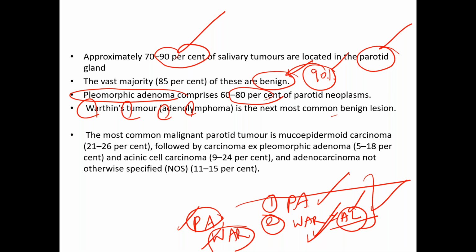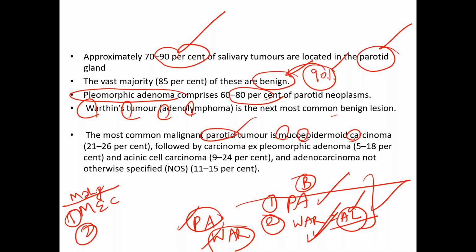The most common malignant tumor in the parotid is MEC, mucoepidermoid carcinoma. Mucoepidermoid carcinoma is the number one malignancy. And number two is carcinoma ex-pleomorphic adenoma. Like your ex-girlfriend and ex-boyfriend, the ex-pleomorphic adenoma, you can keep it in mind. Then the third one is acinic cell carcinoma, ACC. Adenoid cystic is ADCC. Okay, that is a different issue. You can keep it in mind.